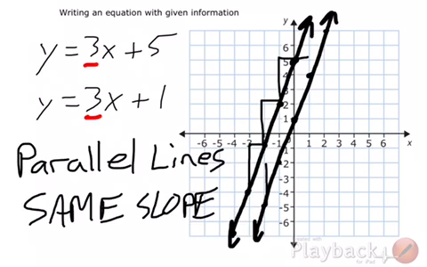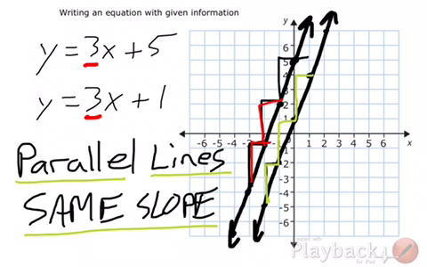So this line's going up 3 over 1. Whenever this line went up 3 over 1, up 3 over 1, the bottom line was doing the same thing. It was kind of chasing it, but it's never going to quite get there because they're both doing the same exact thing. Up 3 over 1, up 3 over 1. So key point here to start the lesson: parallel lines have the same slope.